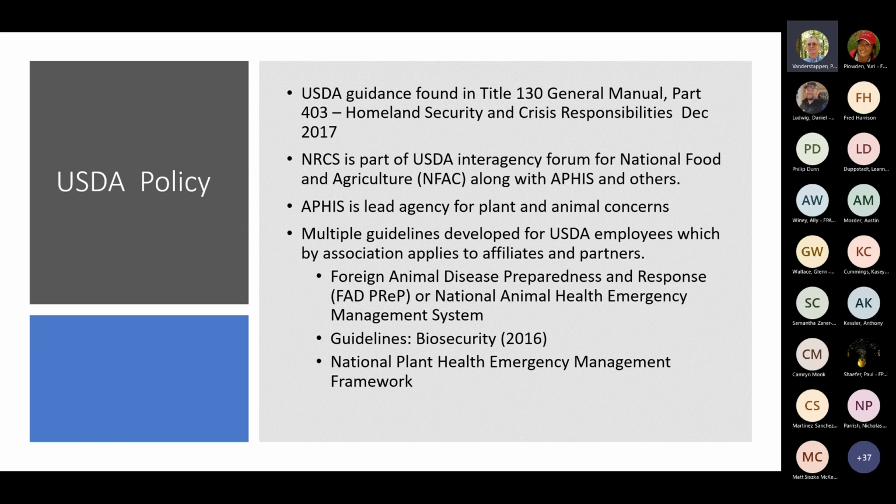There are multiple guidelines for USDA employees, and by association, anybody that works for NRCS or an affiliate needs to follow those same protocols that the NRCS staff follow in traveling about and following biosecurity procedures. And there are other agencies out there, the Foreign Animal Disease Preparedness and Response stuff. You get guidelines for biosecurity from 2016, a National Plant Emergency Management Framework. There are several other groups out there that have some guidelines, but in a general sense, it all comes down from Homeland Security, USDA, APHIS, and the states. So we'll talk a little bit more about some of those.